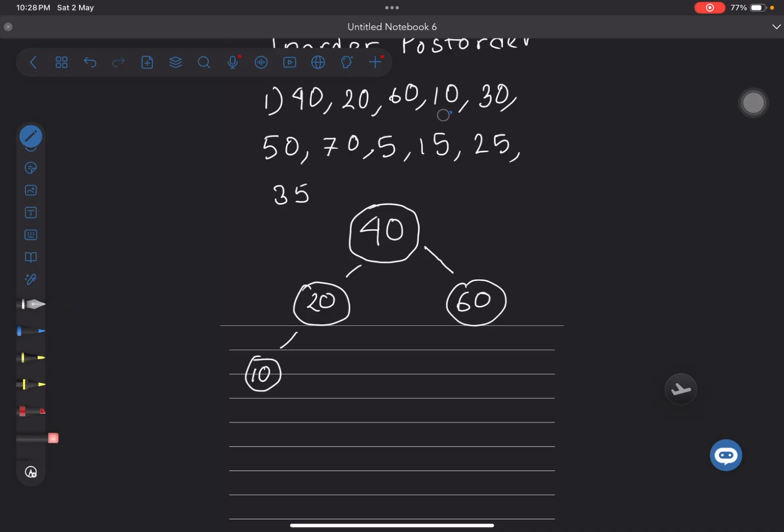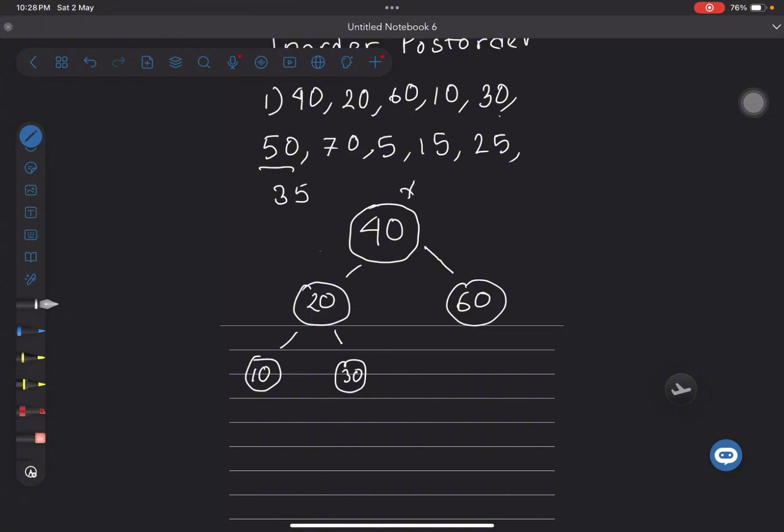Now, our next number is 30. Okay, so we start from 40, it's smaller, so it has to go on the left. We find 20. Is 30 smaller or greater than 20? It's greater. So remember, if it's greater, it's supposed to go on the right side. Please pardon my horrible handwriting. Next up, we have 50. Now we are working with 50.